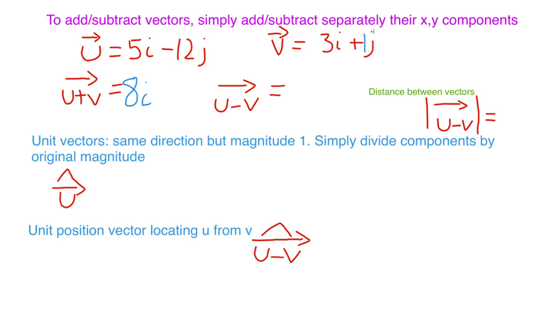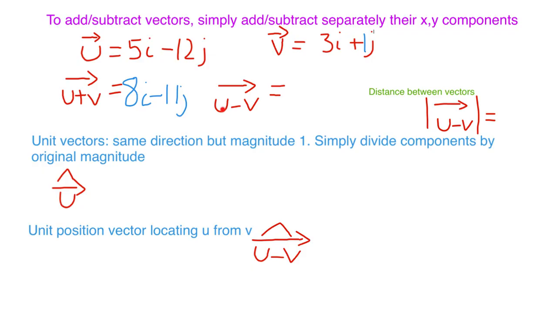j is the same as 1j. So -12 plus 1 gives you -11. This will be 8i minus 11j. Note that addition with vectors is commutative just as it is for numbers. So v plus u would have given us the same answer.